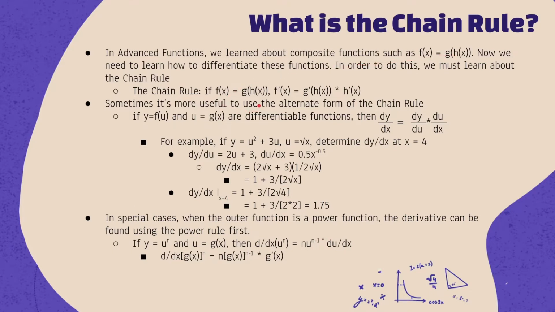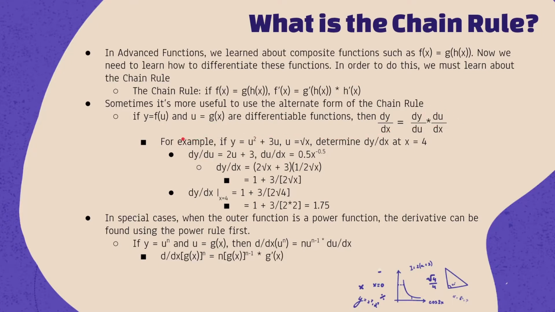Sometimes it's more useful to use the alternate form of the chain rule, which would be the second notation that we learned about. In that case, we say that y is equal to f of u, while u is equal to a function. However, with these two terms, we can rewrite the chain rule as simply dy/du times du/dx, right? So the derivative of y and the derivative of u.